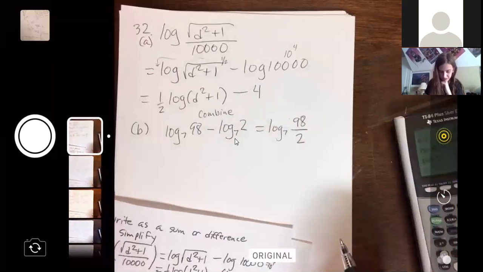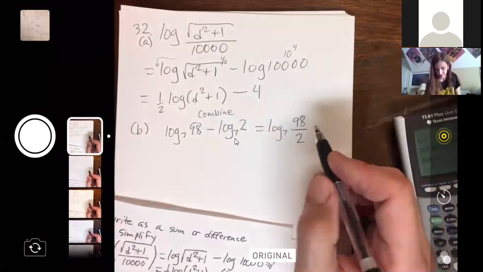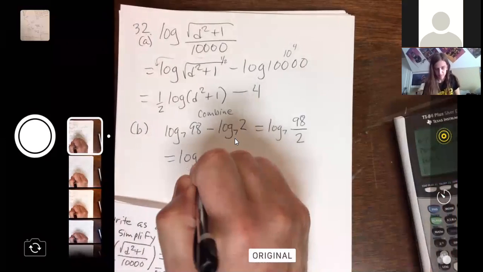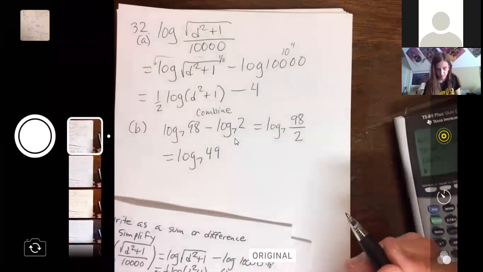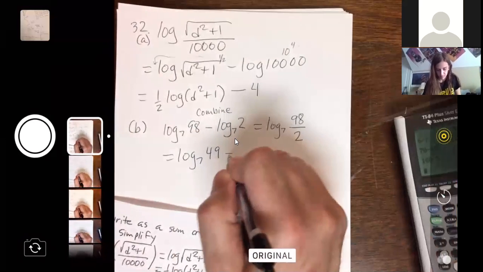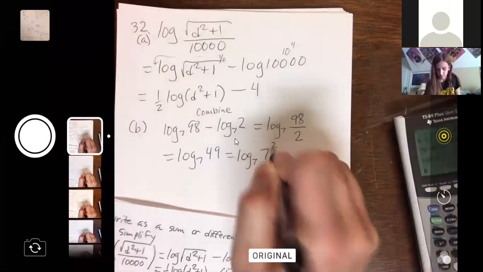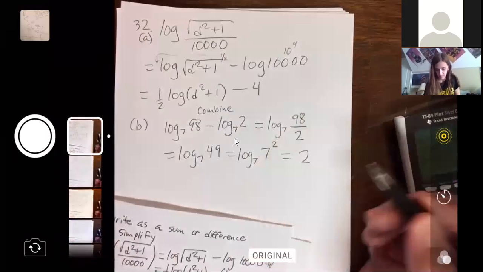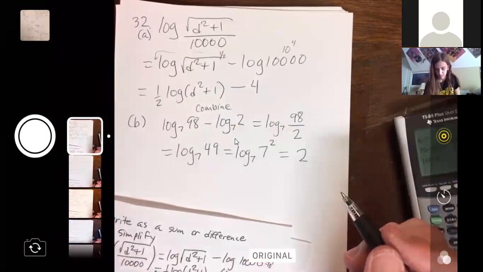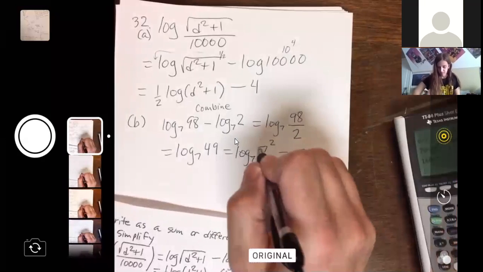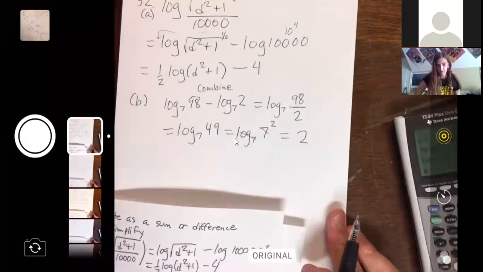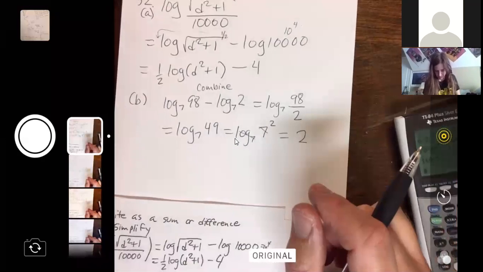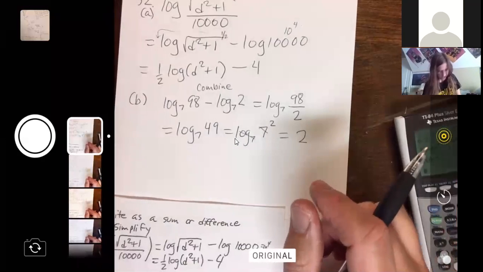Okay. All right, then they want this simplified. 98 over 2 is 49, so it's been cooked to go further, 49. And then 49 is 7 squared. And can you see you finally get 2? These will undo. Oh yeah, they will. That's perfect. Okay. Exactly what I need.